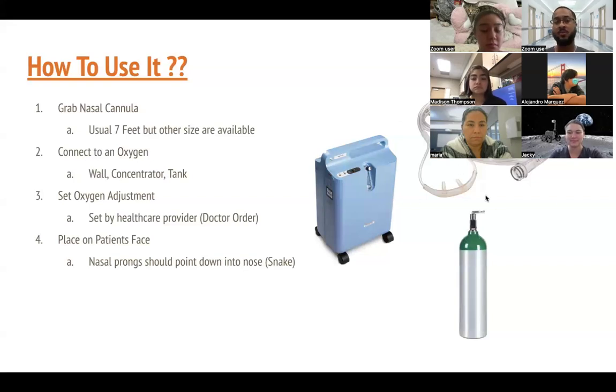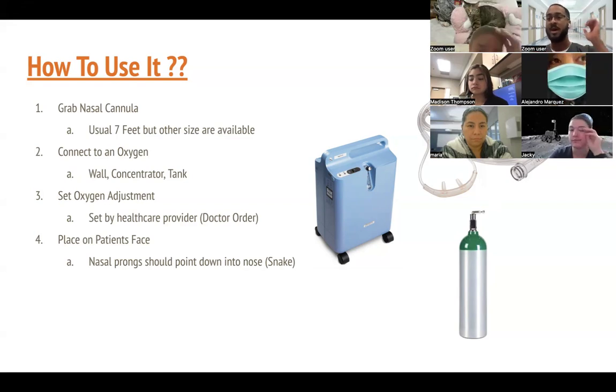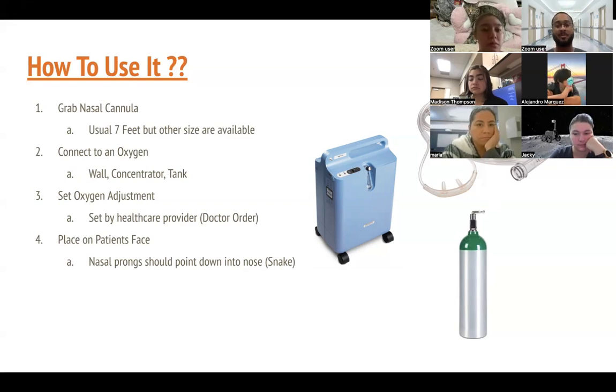You'll connect it to the actual oxygen concentrator or the wall or an oxygen tank, as shown in the pictures seen here. You'll then turn it on and adjust the oxygen level. Typically, there's a little floating ball that you'll see labeled at a number. This number is set by the doctor itself, so you can't just put a random number. You need to look into the actual patient's chart to make sure it matches what the doctor ordered.